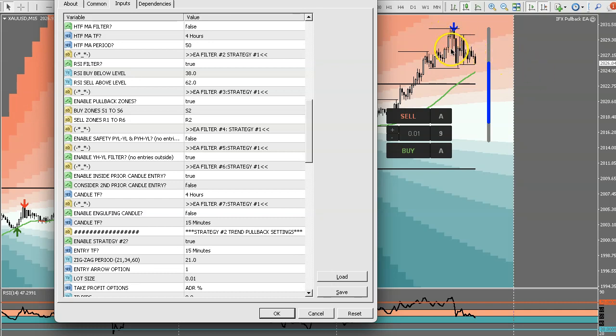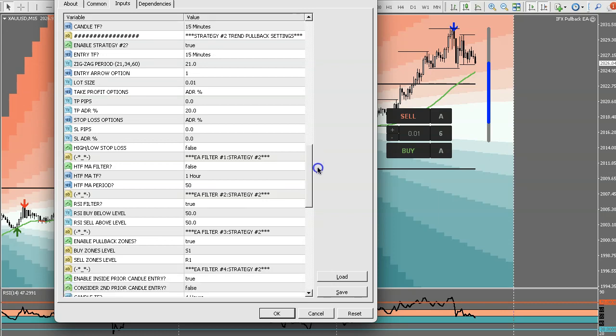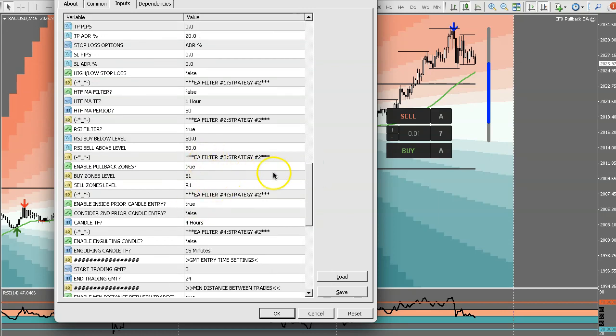We're not accounting for the whole candle, but I want to account for the body of that candle, okay? And that's pretty much it. So now the second strategy is going to be very simple. It's the same settings that we have in here on strategy 1.